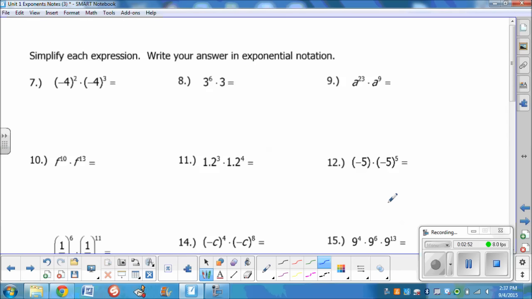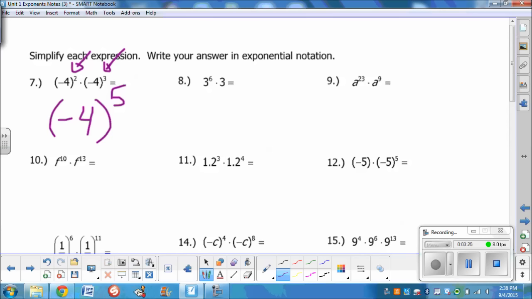Now we just have a bunch of practice questions. It says write your answer in exponential notation. In that first one, my base is -4. I'm going to write it just the way the problem wrote it. Put parentheses around your base because your whole base is -4. If I have 2 -4s and then I have 3 more -4s, that gives me the 5th power because I'm adding those two exponents.